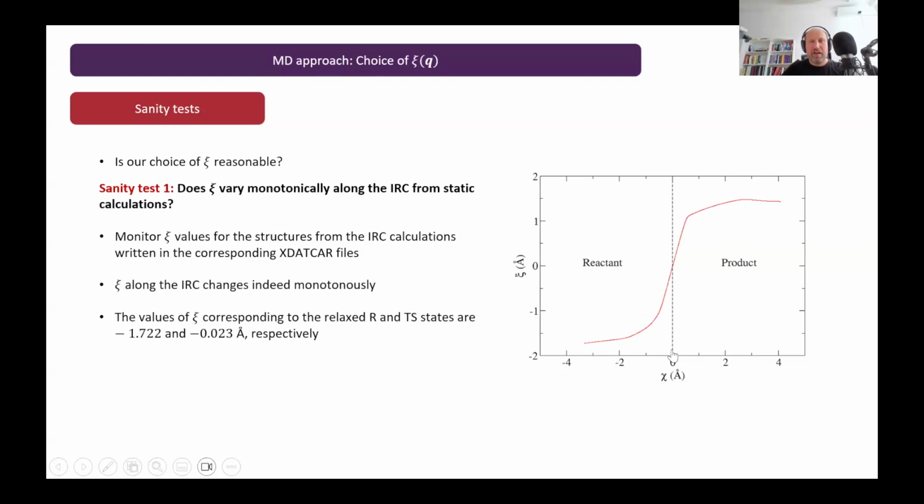Now we see that starting from the reactant, the xi, which is on the y-axis, takes the value -1.7. And as we move on through the reaction, at the transition state the value of xi is close to 0. And as we move on towards the product, we reach it at a value around 1.5. So we see that the dependence of xi on chi is monotonous, it's a continuous function. There is a small exception. There might be a small oscillation at the beginning and at the end of the IRC trajectory. That's okay, because at this stage the reaction is already over.